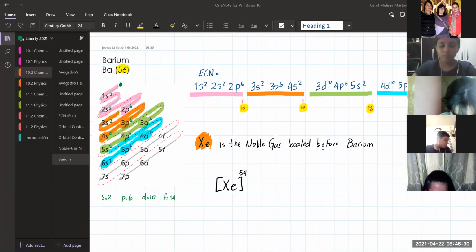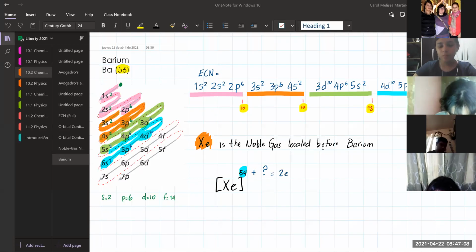How many electrons do I need to be barium? You need 56. Yes, you need 56. But now you have the 54 from xenon, okay? So how many more electrons do you need to become barium? 2. I need to add 2 electrons, okay?